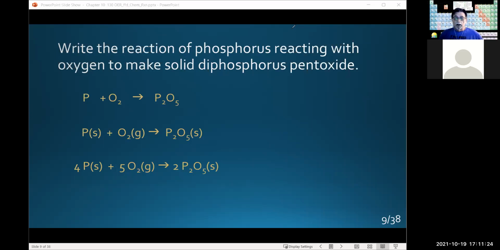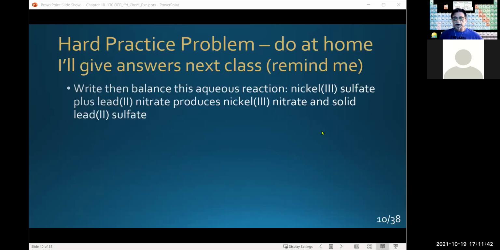Now, that ratio, that 4 to 5 right there, holds true whether we do it on a lab scale with a few milligrams, or out at a chemical plant where you're making tons of it. The same ratio applies.